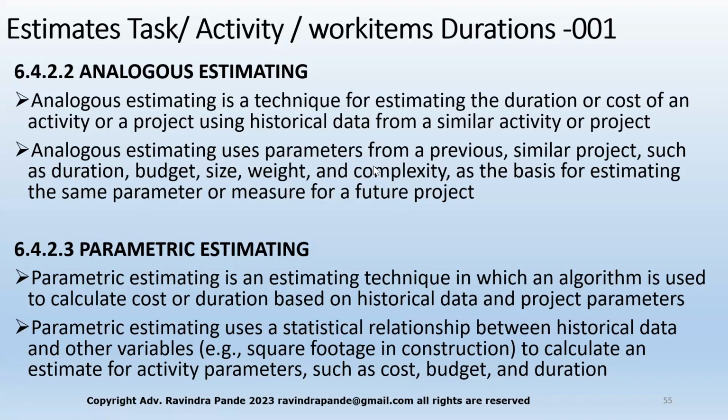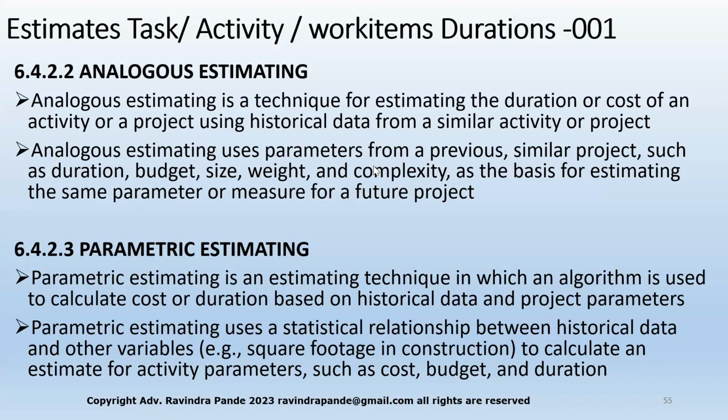Parametric estimating is an estimating technique in which an algorithm is used to calculate cost or duration based on historical data and project parameters. Here we are using some mathematical formula. Like during COVID, if it took 6 hours and you reduce it by, let's say, 30% efficiency, how much will you take right now? These kinds of mathematical calculations on historical data give you a parametric estimate.